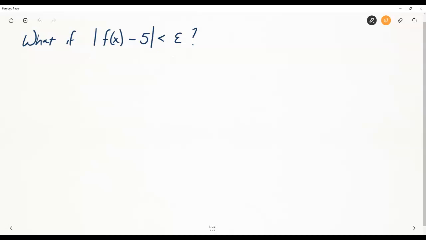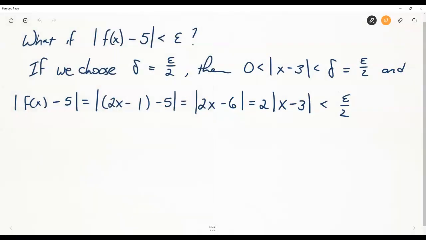All right. So if the absolute value of f of x minus 5 is less than epsilon, here's how we're going to work this problem. If we set delta equal to epsilon over 2, which is what we did in the last problem. Remember, if epsilon was 0.1, we chose delta to be 0.05, which was half of epsilon. Then, if we choose delta equal to epsilon over 2, we get this inequality for free.